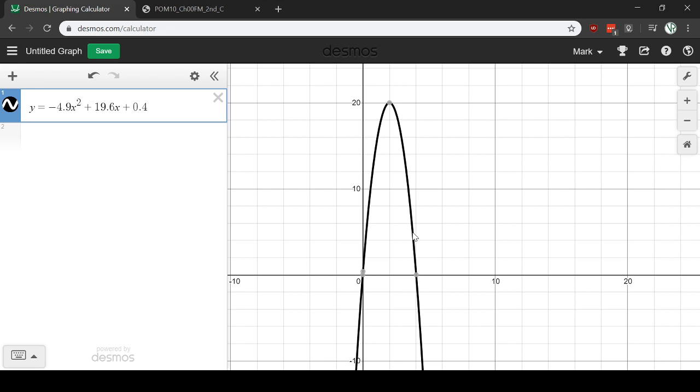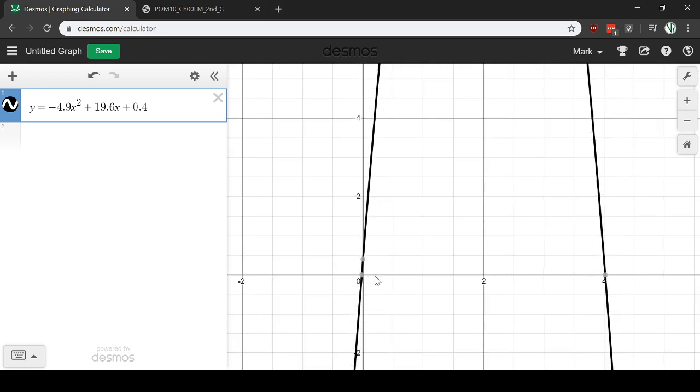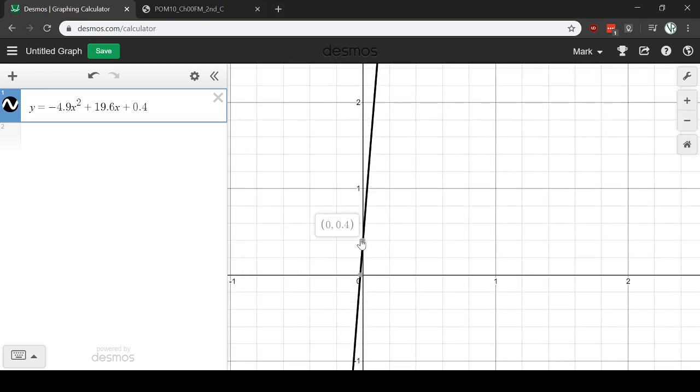So the last question there is, how high was the rocket off the ground when it was set off? Well, is that 0.4 meters, or even looking at our table, it was set off at 0 seconds, so it was 0.4 meters or 40 centimeters off the ground.